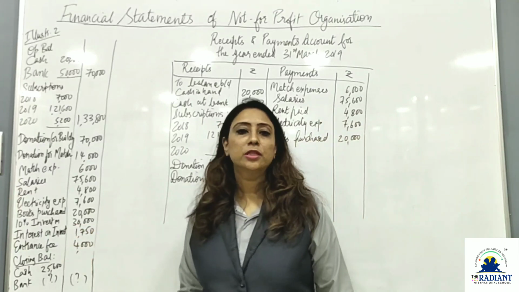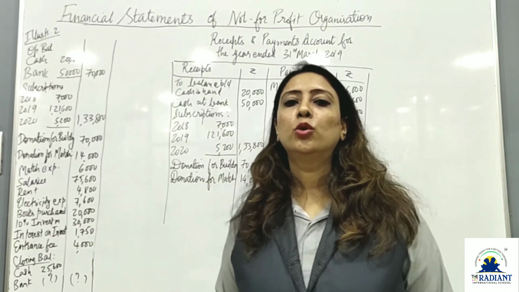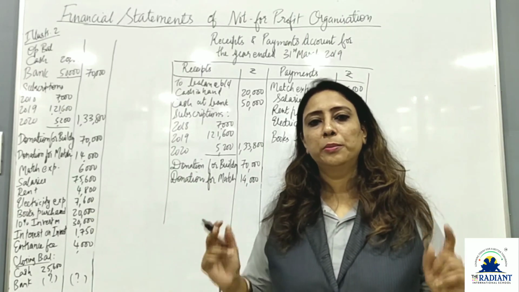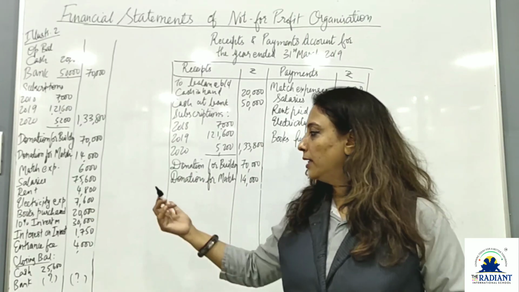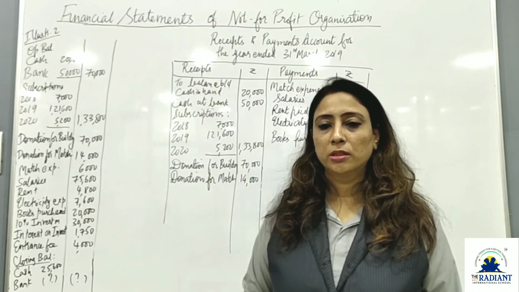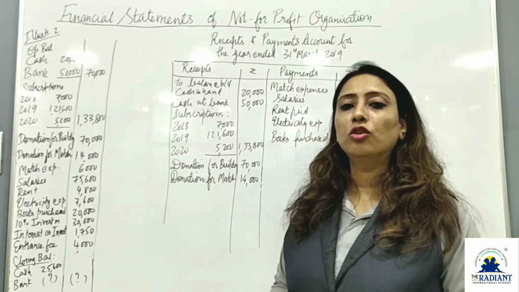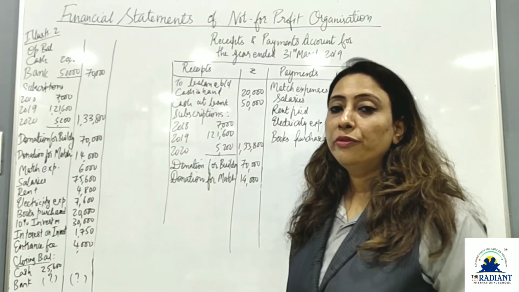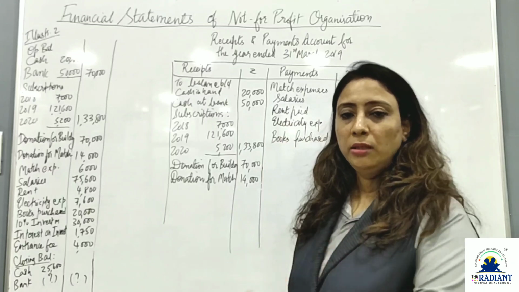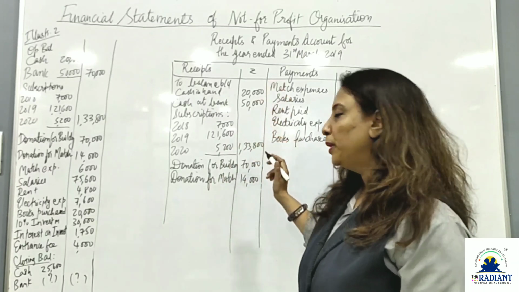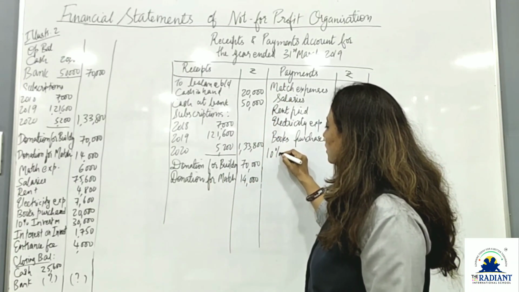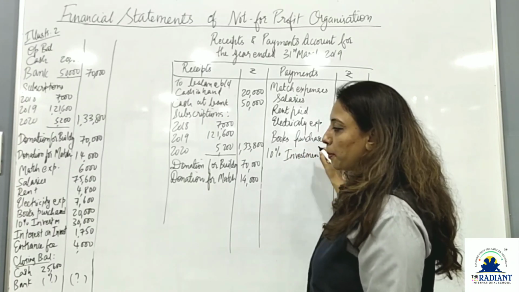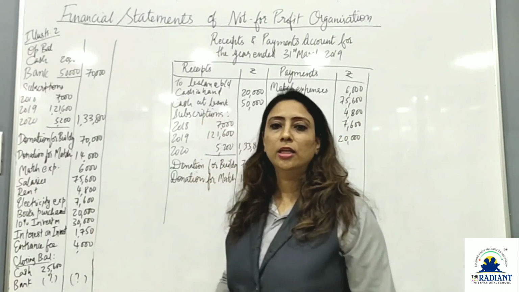Next, 10% investment. It means you have invested some money in another organization with the purpose of earning some return. 10% investment means 10% of interest you are going to receive against this investment. So if you invest, again you are paying the money. So it is again a payment. So you are going to write it as 10% investment. The amount is 30,000.